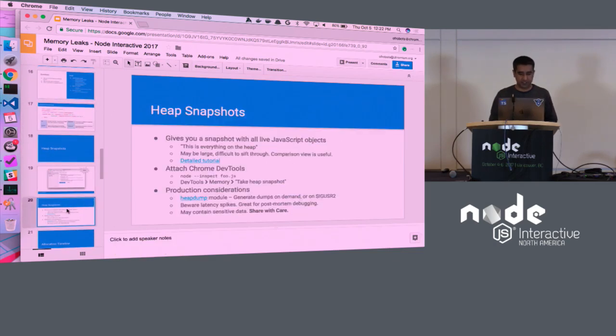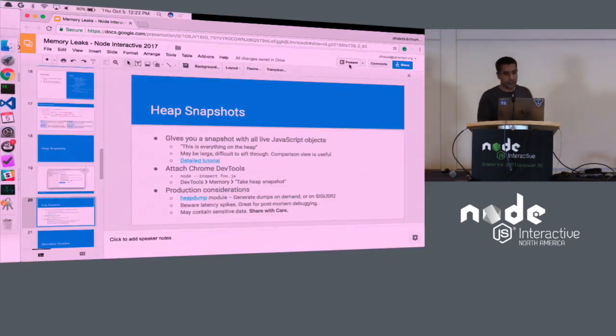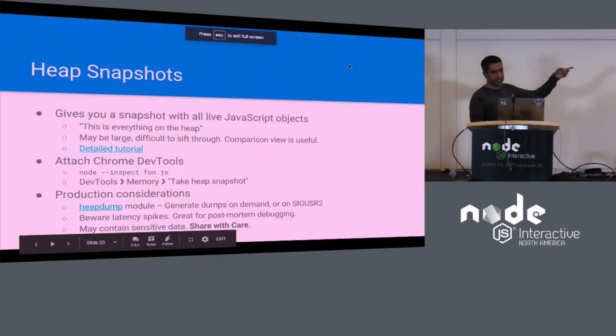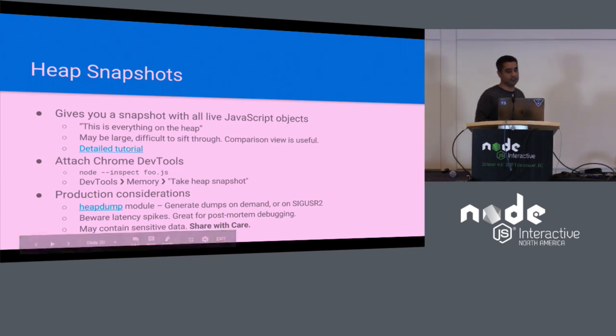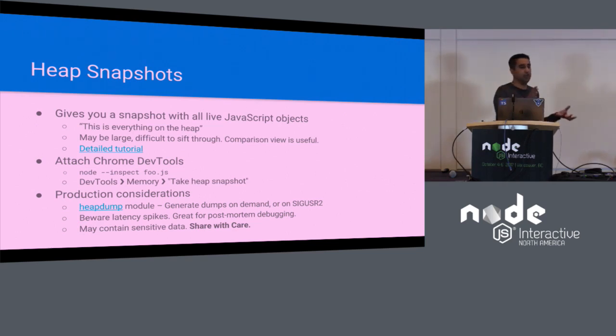I have a summary slide right over here. There's a detailed tutorial that's linked here, and at the end I have some links to these slides, so you can find all the speaker notes as well. So this is great, but the challenge is that it tells you what the leaking object looks like, but it doesn't necessarily tell you where it might be.